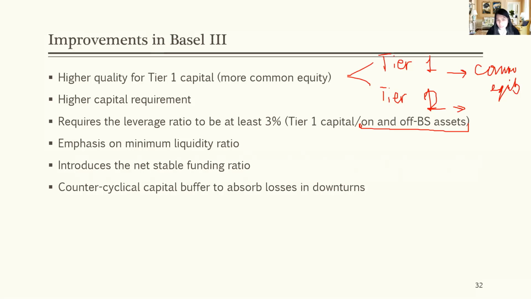In addition to that, they've got a whole additional capital for counter-cyclical effects. So that means in a downturn, they've got to hold more capital than in an economic upturn. This is to make sure that they can absorb losses when the economy is not doing too well.